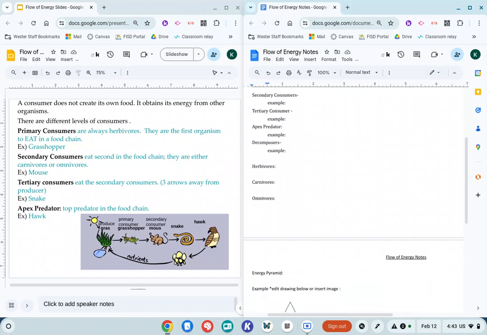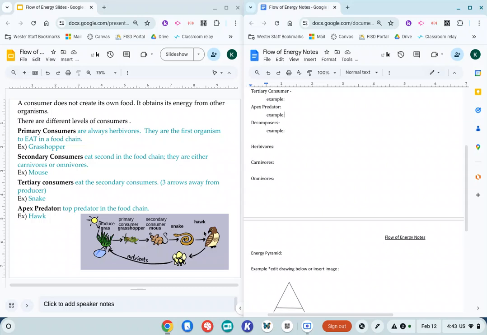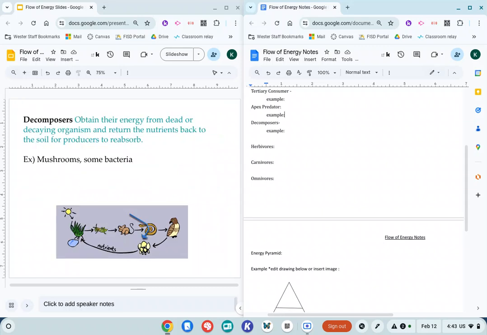All right, on to decomposers. So super, super important because they help to recycle all of the nutrients back into the system. So decomposers get their energy from dead or decaying organisms, and they break that dead stuff down, turn it into nutrients, and put it right back into the soil for the producers, the plants, to reabsorb. So plants have to have nutrients in order to survive. Yes, they need sunlight, of course, and they need water as well, but they have to also absorb things like nitrogen and phosphorus from the soil in order to grow.